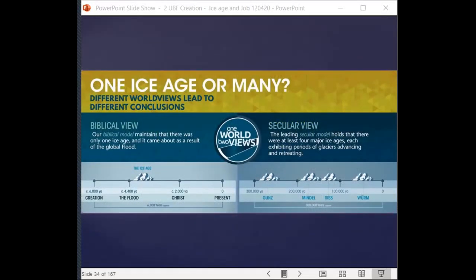So one ice age, that is on the left, or many ice ages, that is on the right, the secular view. Again, different worldviews lead to different conclusions. Why? Because determining a past event in the distant past belongs to historical science, where assumptions are involved. This is because we cannot go back in time to visit when the specific event occurred. Make sense? Now let's examine the creationist model in greater detail here.